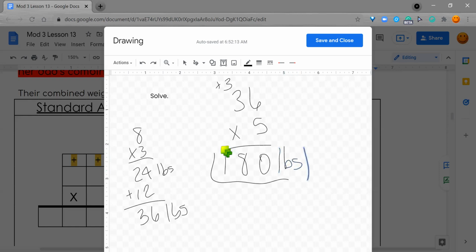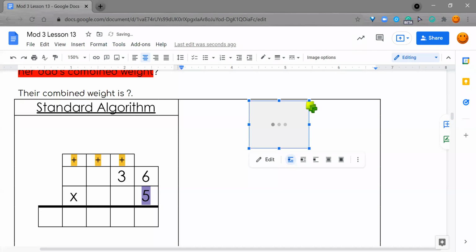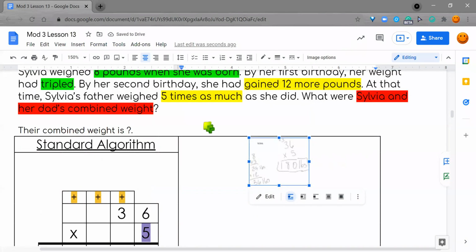Okay, you guys, I'm trying to make my squares. It's not working out, but that's okay. So I'm going to hit save and close. So now I've got both weights. What were Sylvia and Dad's weight combined?